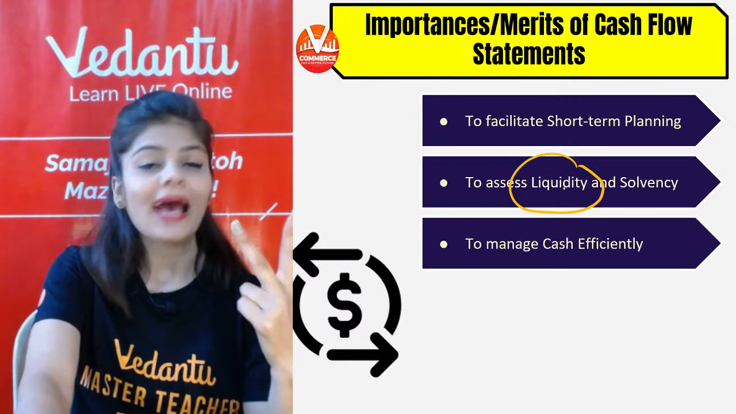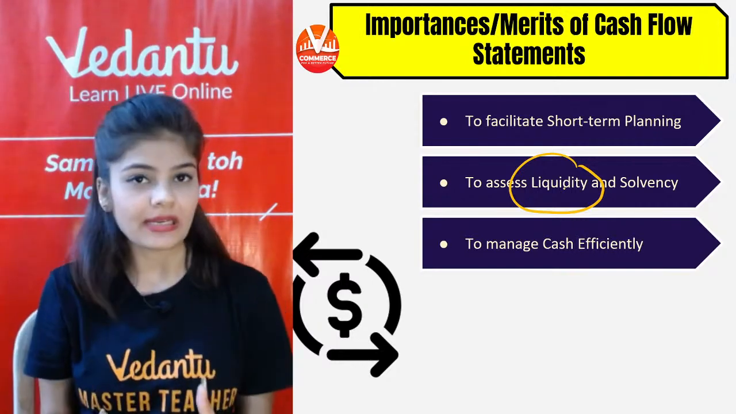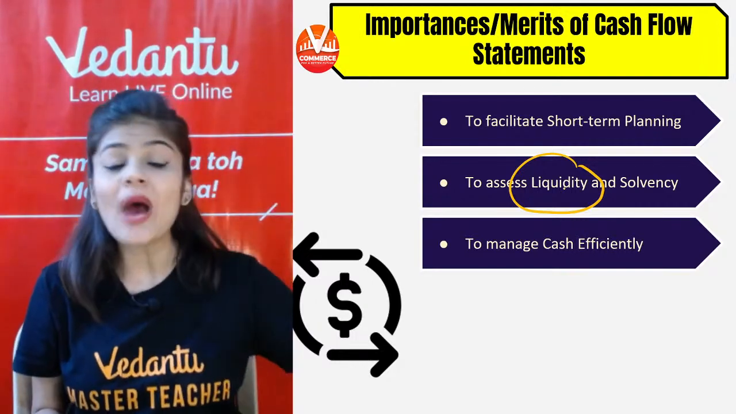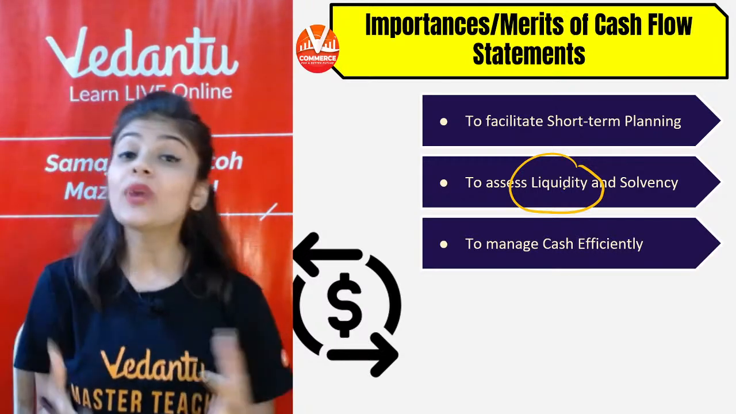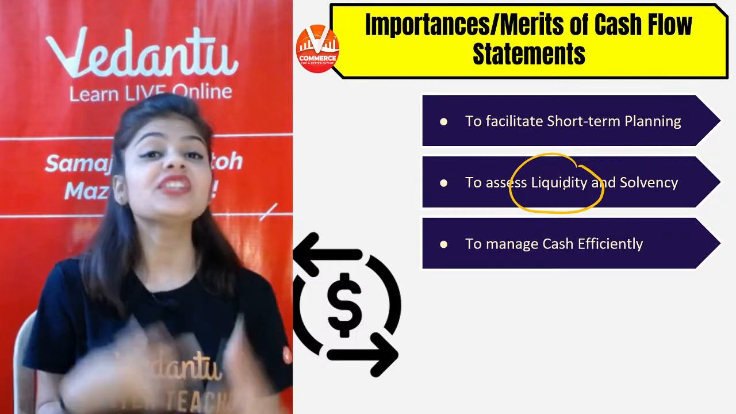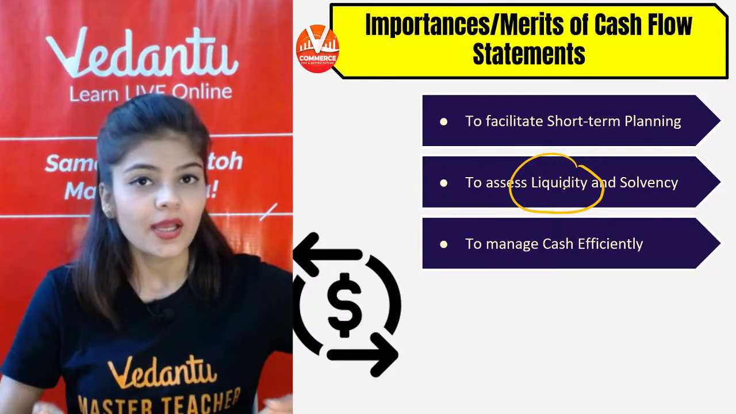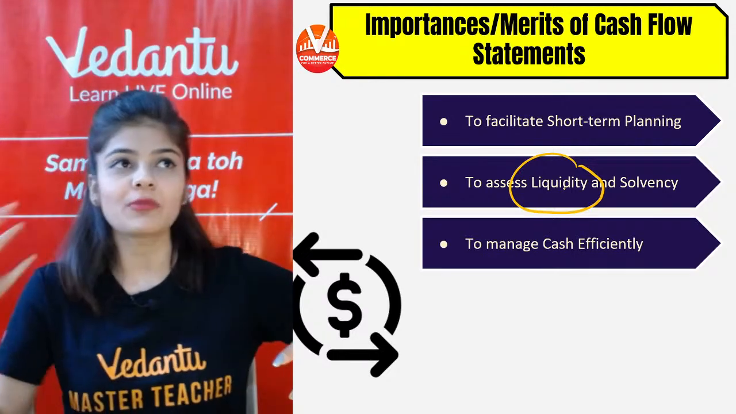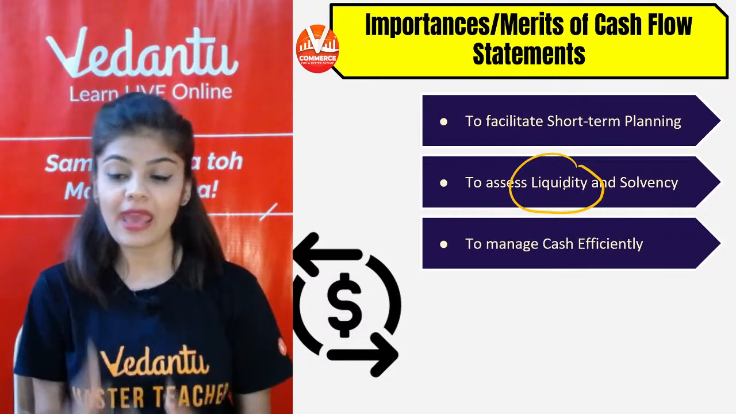Third benefit we have, it helps to manage cash efficiently. When you have all the records of inflow and outflow, you can manage your cash efficiently. आपको पता है कि पैसा इतना आया और इतना जाएगा. You know how much inflow is there, how much outflow is there. So now you can manage your cash efficiently.